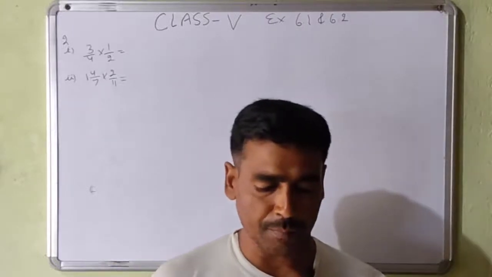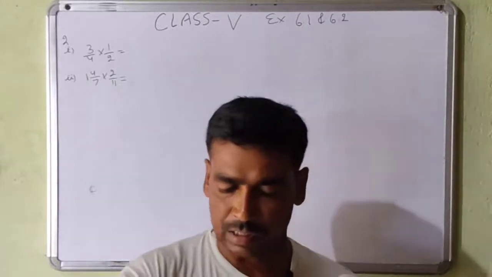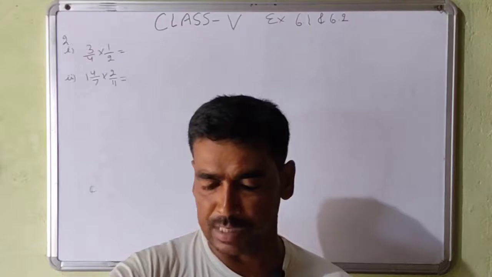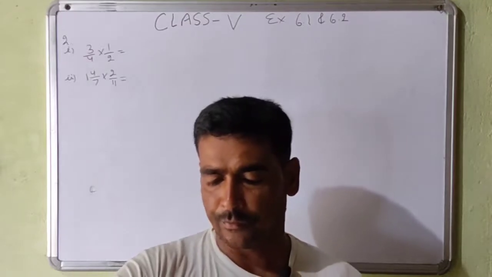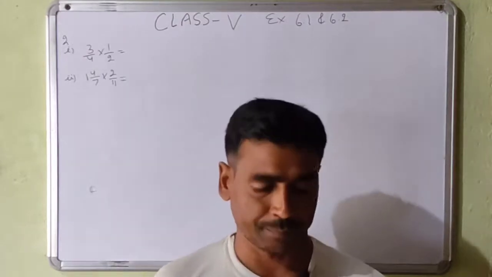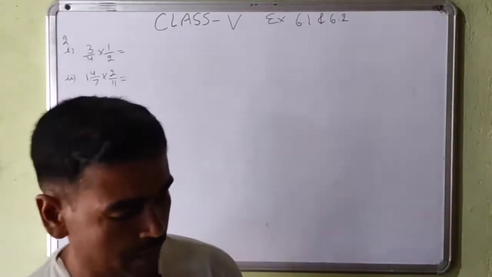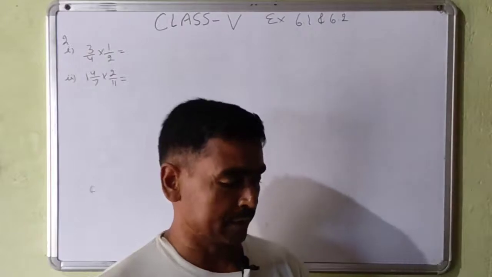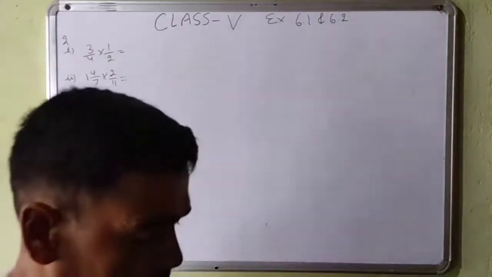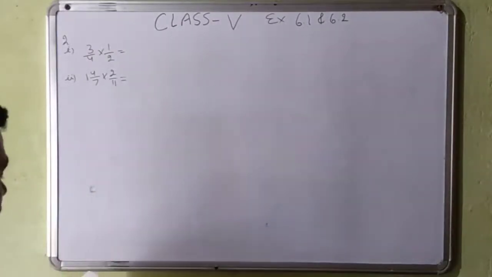Today we are taking chapter number 6, multiplication and division of fractional numbers. Exercise 6.1. Find the product. Product means, you know that very well, multiply.